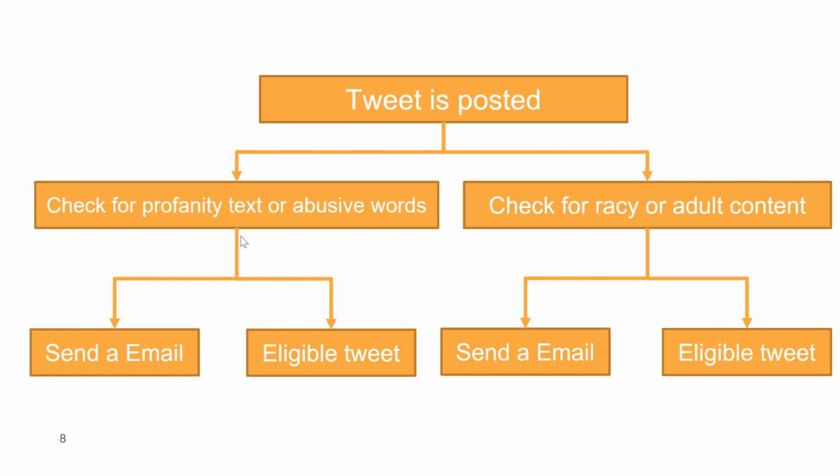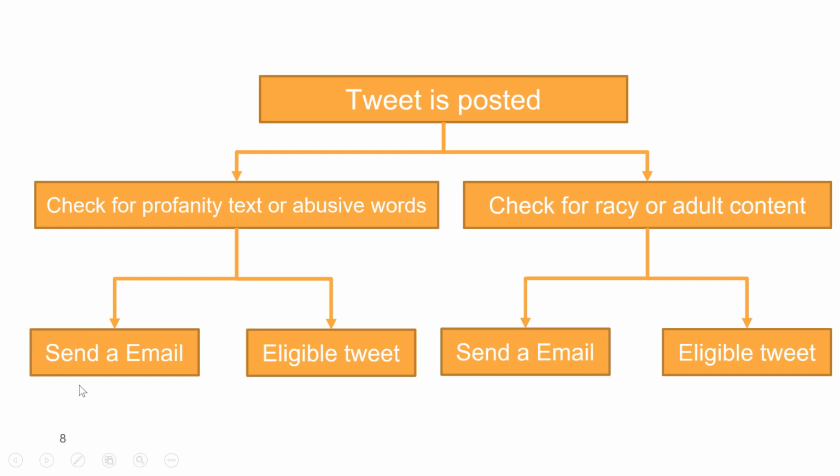Parallel to that, you are going to check for any racy and adult content for images. These are actually two parallel functions, two parallel paths that Logic App is going to run. Then if you don't find any abusive words, that tweet is going to be identified as an eligible tweet, as a good tweet. If you find any profanity terms, you are going to send the email.